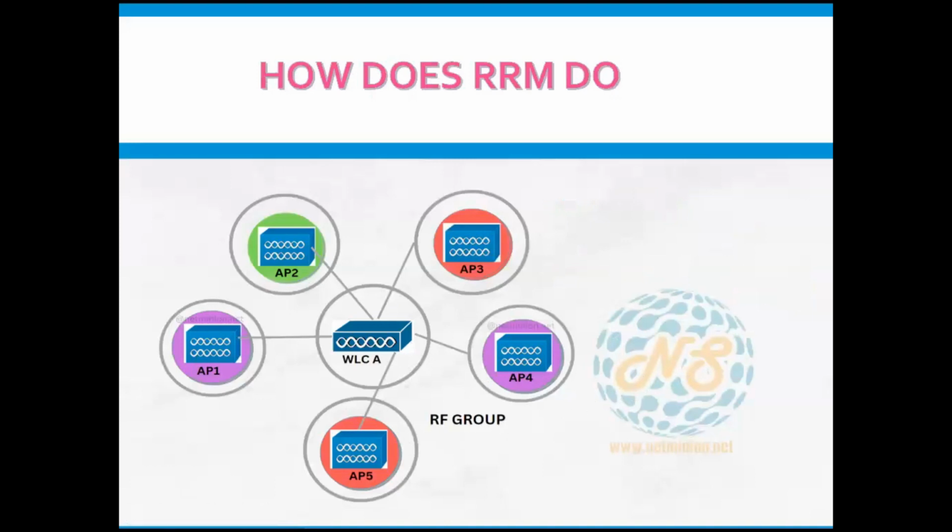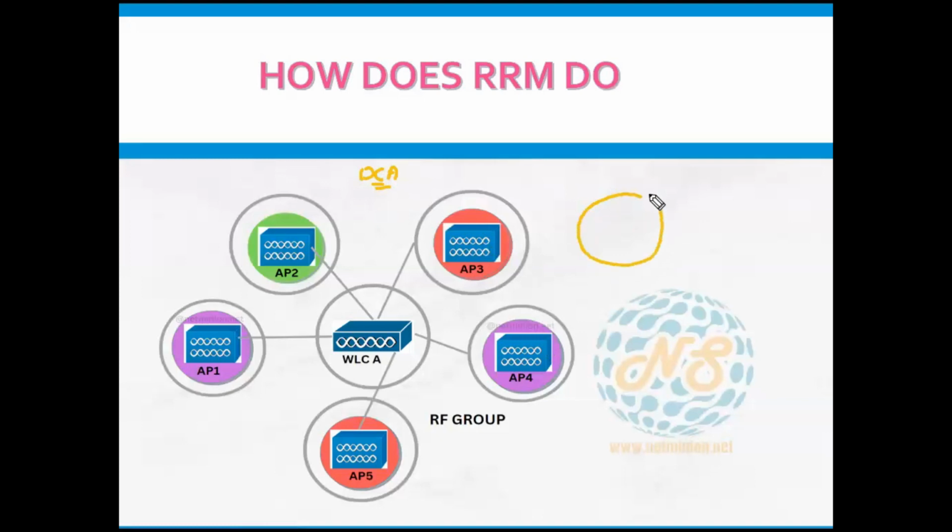Now, what it does. If I talk about what it does, there are a lot of things your RRM does, and you will understand why the WLC is required. Let me talk about one point, DCA, dynamic channel assignment. RRM uses DCA to automatically select the best channel for your access point based upon different RF conditions.